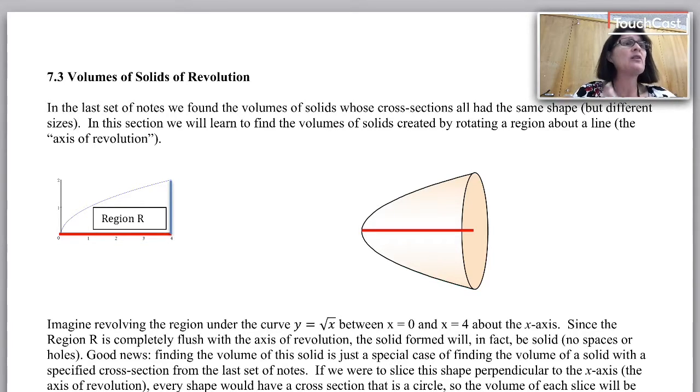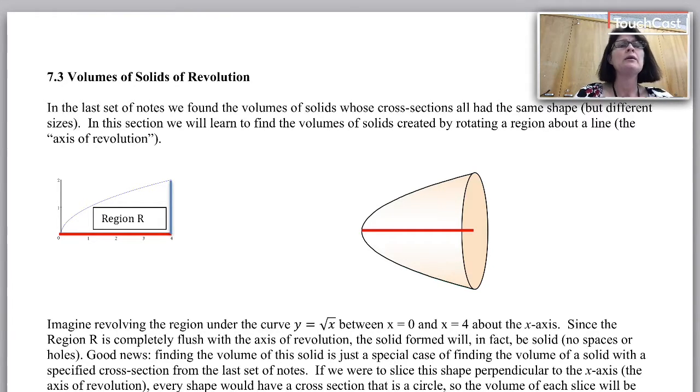Just know that this idea of revolving around an axis gives a special case of what we did in your last notes. Every time we take a slice, because we're going to slice perpendicular to that axis of revolution, the face of the slice is going to be a circle, and I know the area of a circle. So essentially every slice is like a very thin cylinder, and you're going to have the same expression that you wrote in your lab report, the integral of pi r squared times a very small change in the thickness.